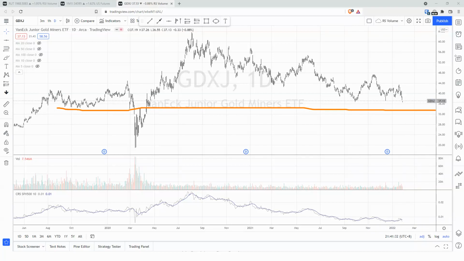Okay, gold got whacked hard this week. Yeah, that's right. Gold was whacked hard this week, but I think gold miner actually leads the way down. Gold is still generally in a good trading structure.